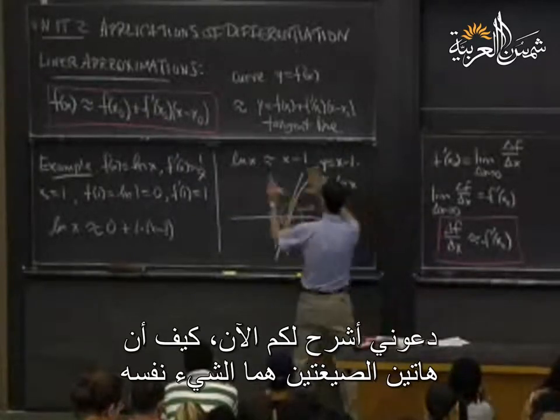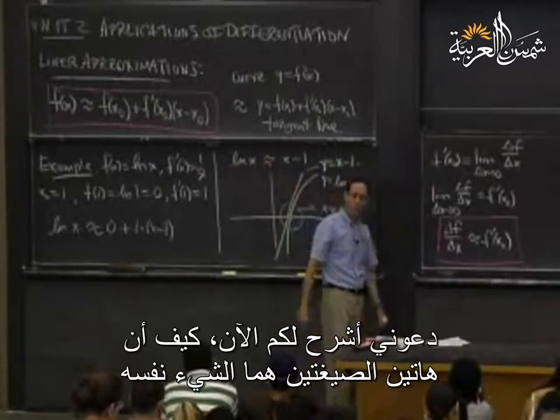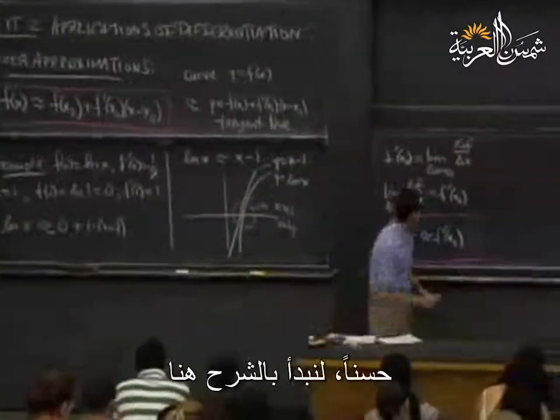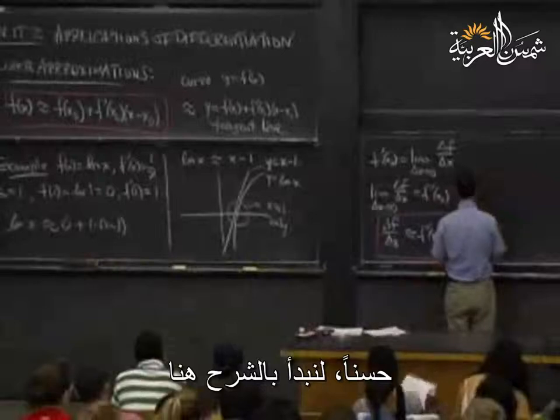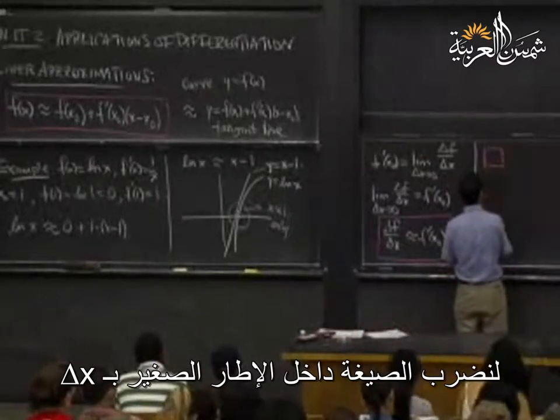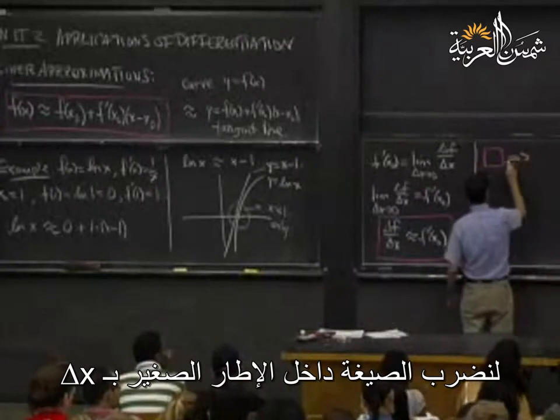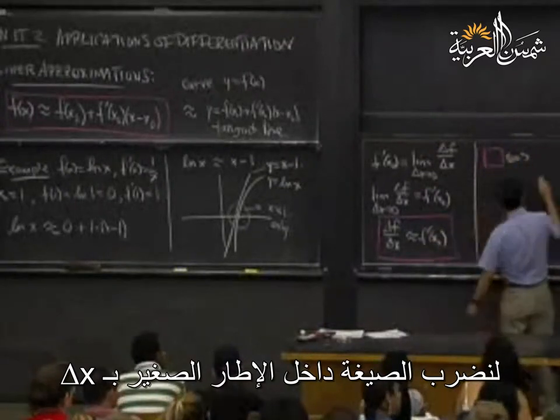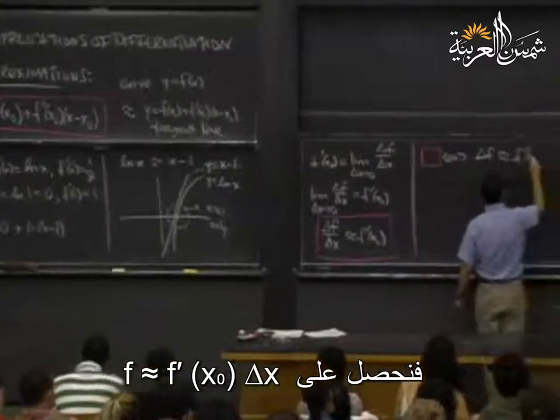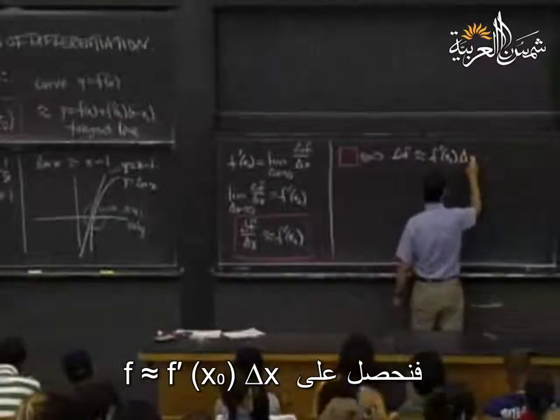Now, let me just explain why those two formulas in the boxes are the same, all right? So let's just start over here and explain that. So the smaller box is the same thing if I multiply through by delta x, as delta f is approximately f prime of x0 delta x.